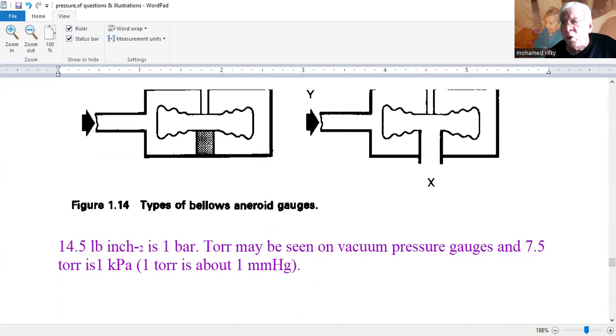The old units you must know: in the American method, they use pounds per square inch. So 14.5 pounds per square inch is 1 bar, which is 1 atmospheric pressure. Torr, sometimes we use the word torr. It has been used on vacuum pressure gauges, and 7.5 torr is 1 kilopascal. 1 torr is about 1 millimeter of mercury. So these are figures and questions you may be asked during the oral examination.